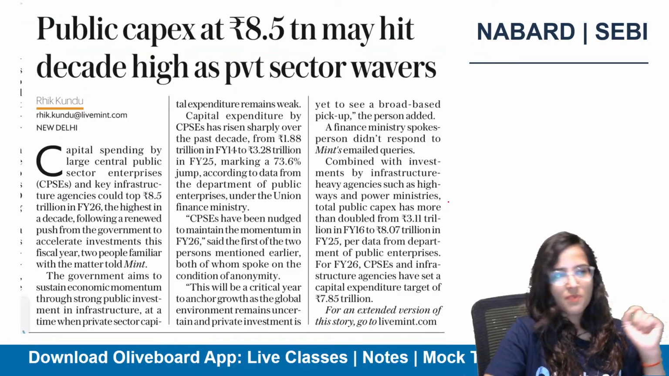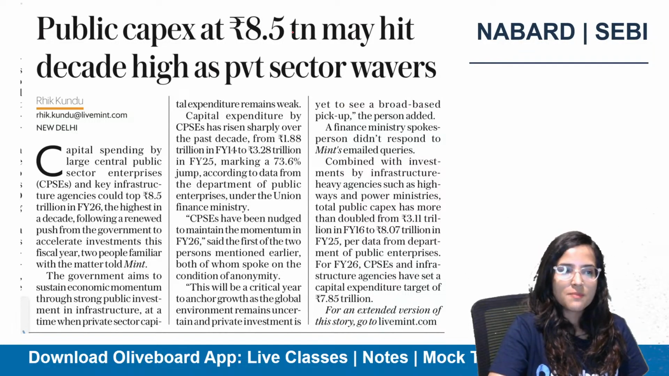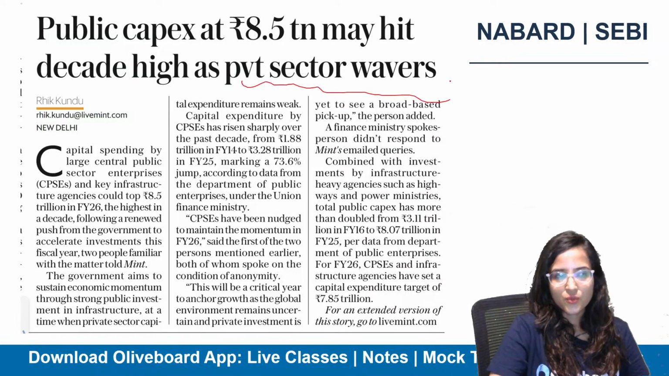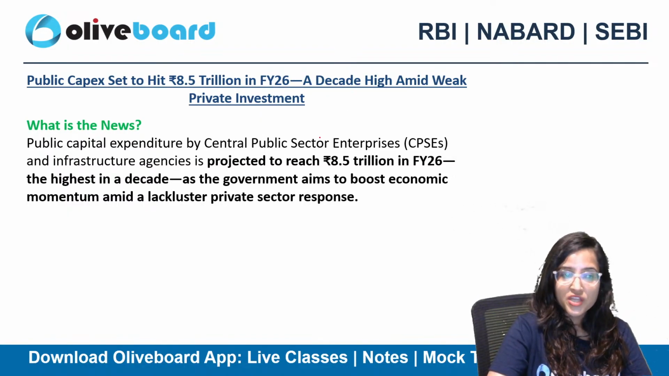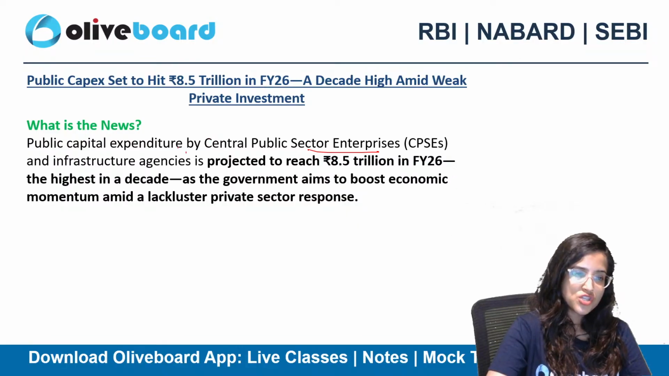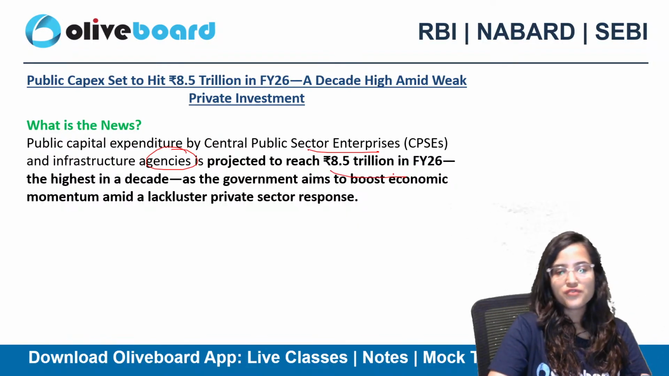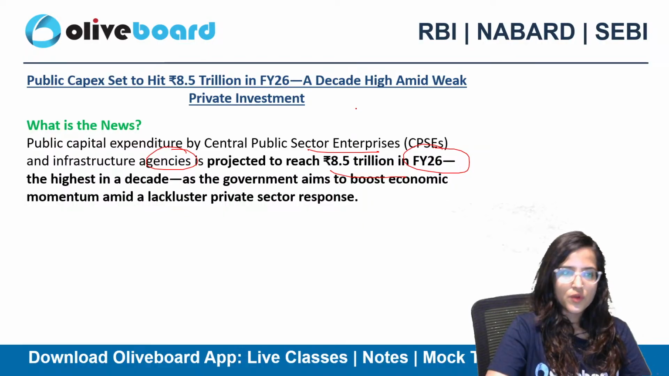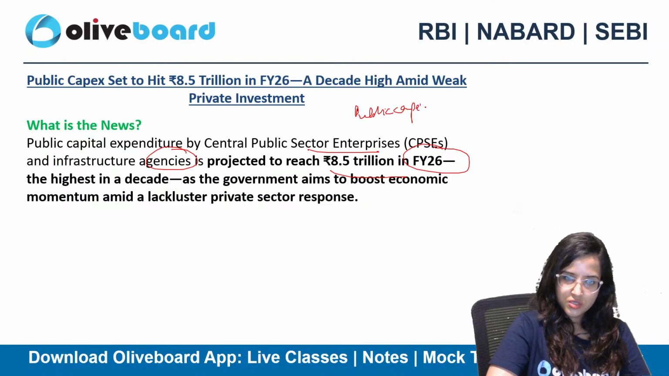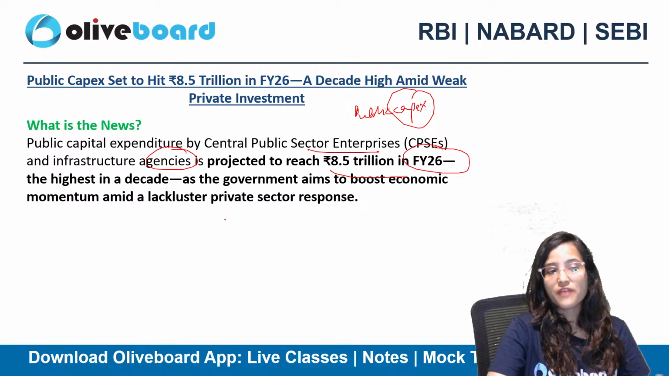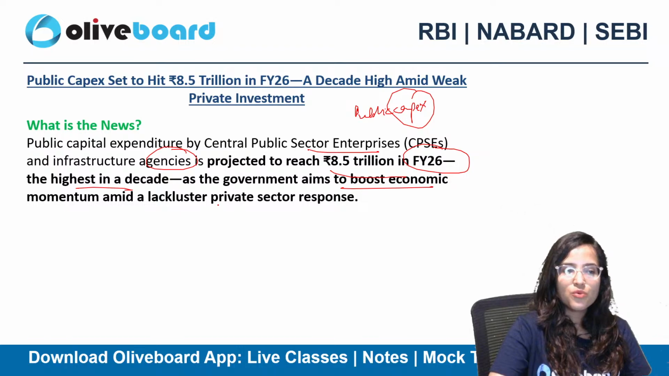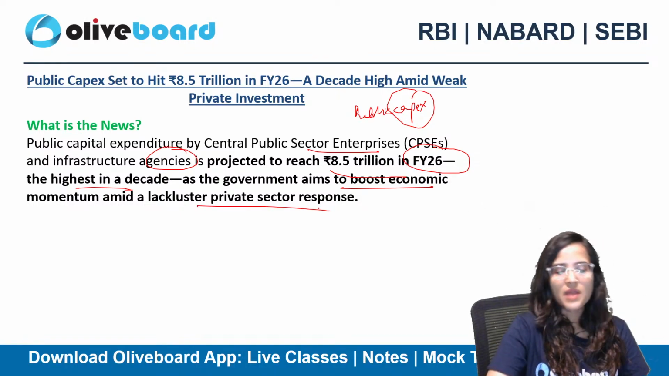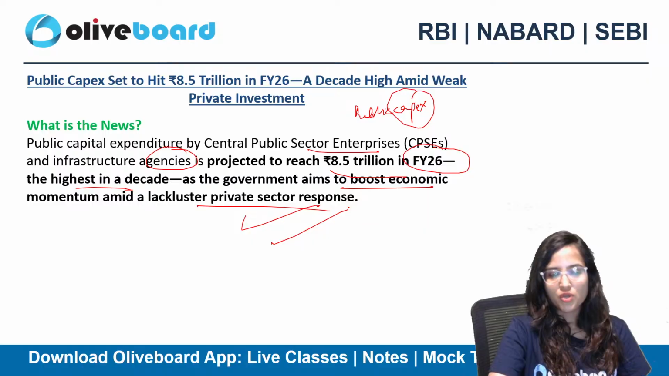Good. Public capex at 8.5 trillion rupees may hit decade high as private sector wavers. Okay, so what we are seeing over here is that public capital expenditure by the public sector enterprises and infrastructure agencies is projected to reach 8.5 trillion rupees in financial year 26, which is the highest in a decade. And the reason is that the government wants to boost economic momentum amid a lackluster private sector response. So private sector response has not been good in case of capital expenditure.